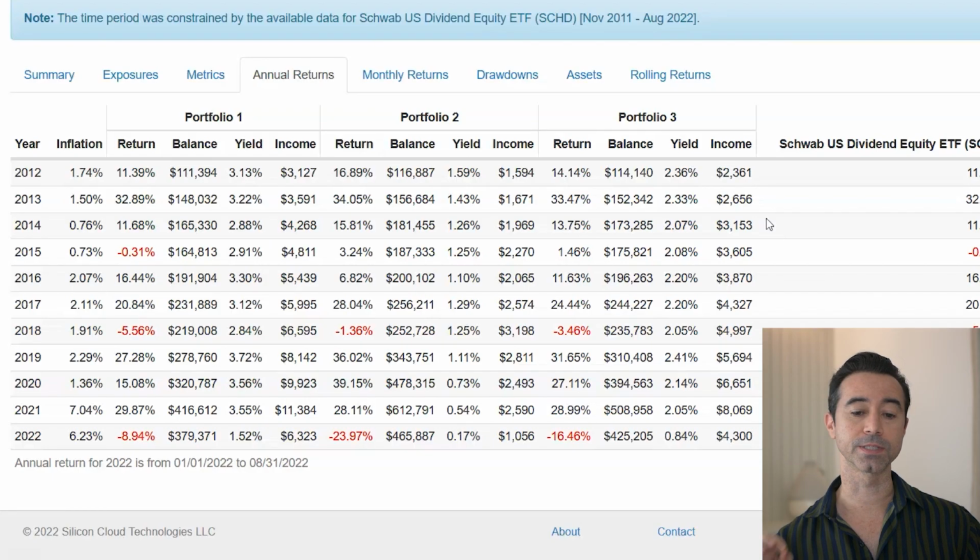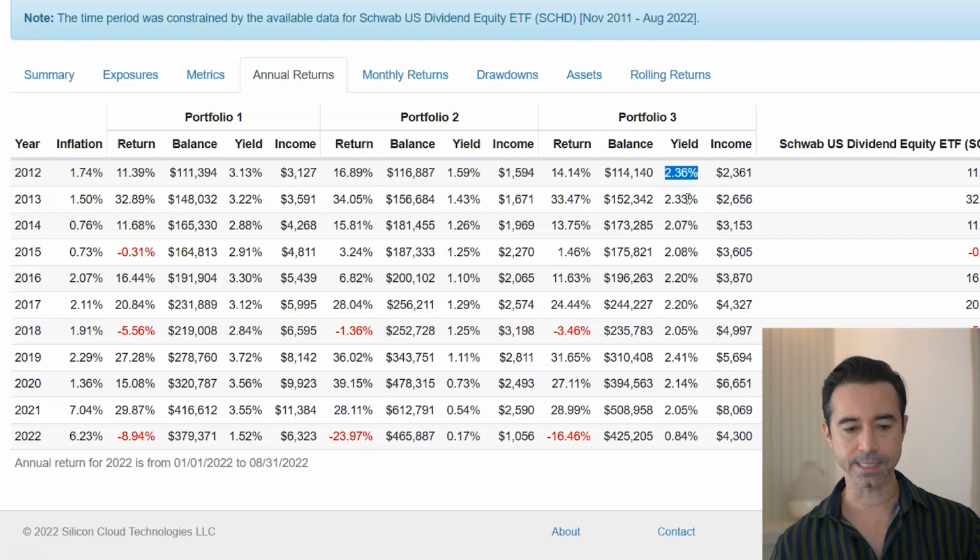Here we can actually see the numbers annually, which will help us. We have the yield of portfolio 3, the blended portfolio: 2.36%, and the income was $2,361. Over here, we have 3.13%, income of $3,127. So of course, a little bit more yield in SCHD than in the combination of the two ETFs.